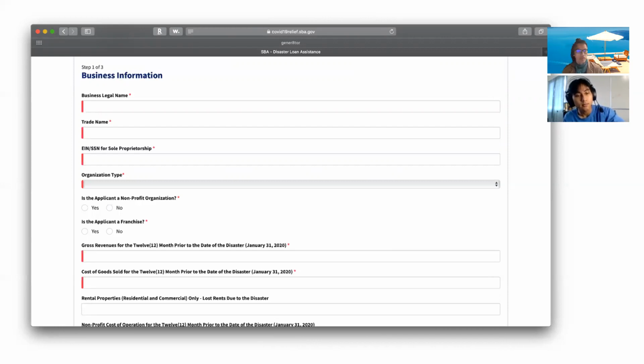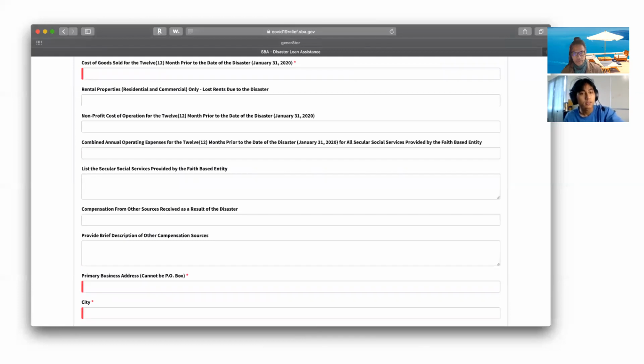Scroll down some more. The same thing for nonprofits. Also, if you're a nonprofit that offers secular-based activities, you can go ahead and list those services there. Any other compensation that you receive via grants or any other loans during this time of crisis, SBA would like to know about that also. The one thing that we want to prevent is double dipping of funds. So we just want to make sure that you're getting the necessary help that you need. So scroll down some more.